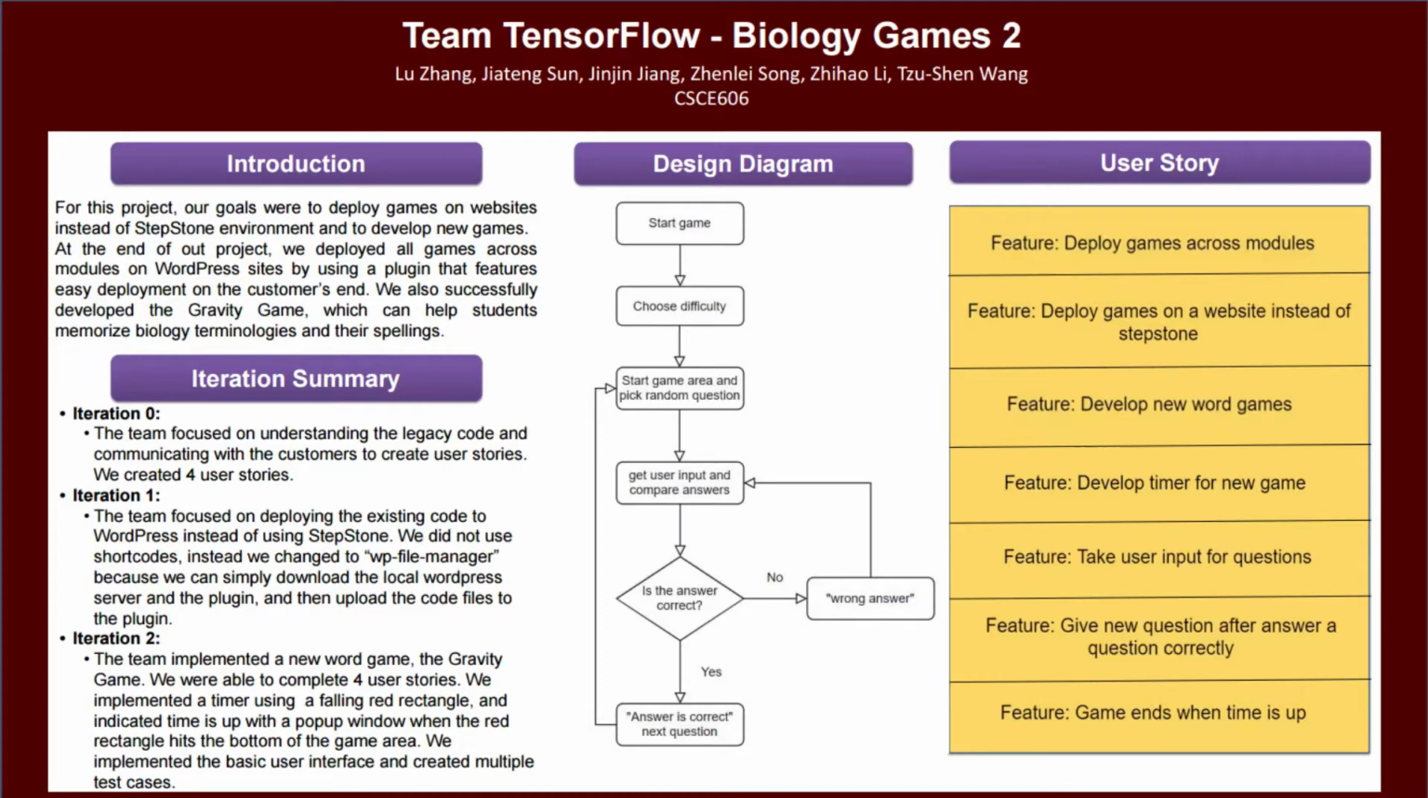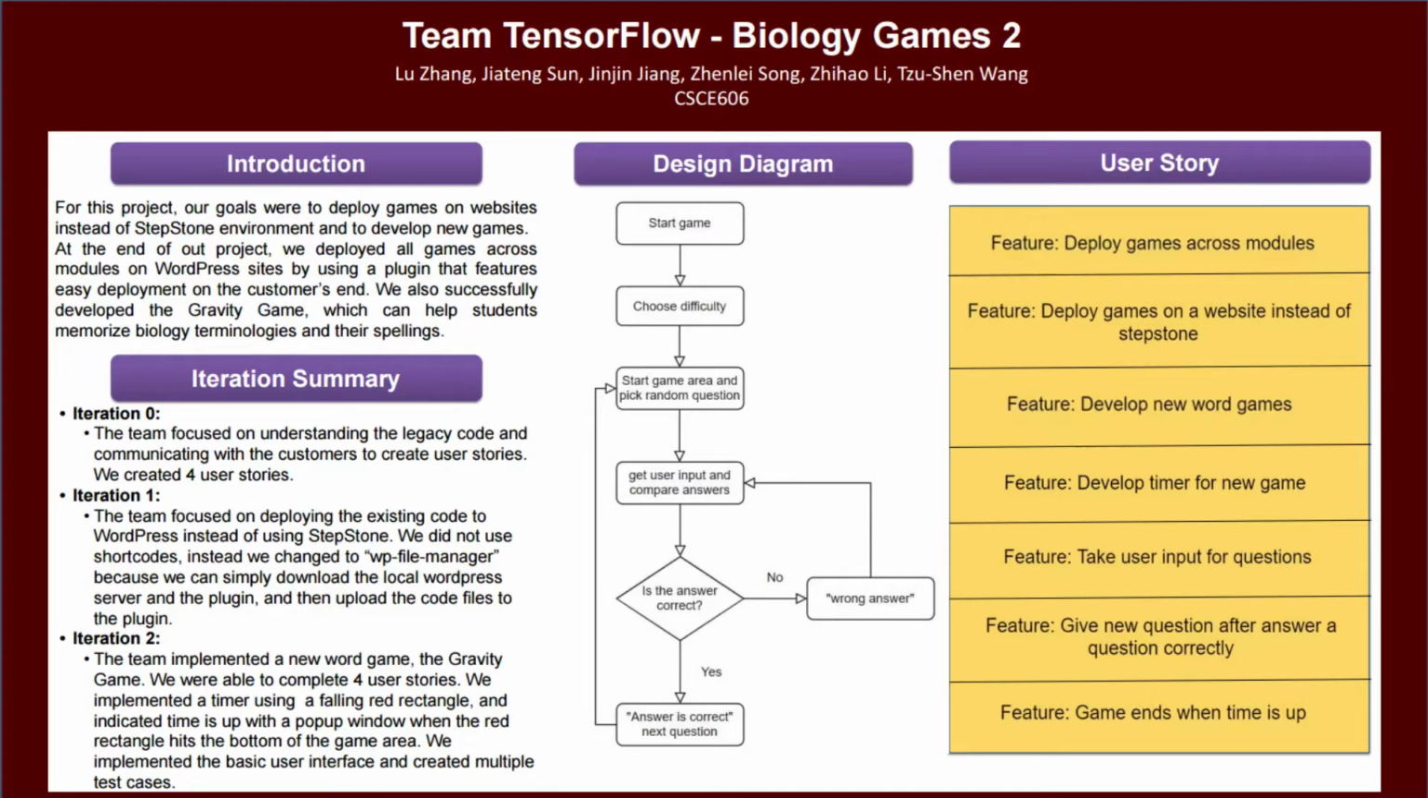Now at the final iteration, which is iteration 2, we implemented the new word game called the Gravity game. Previously, we wanted to implement the game as one of our user stories, but found out that the user story may be too large. So we broke it into multiple small ones, which we will cover later.